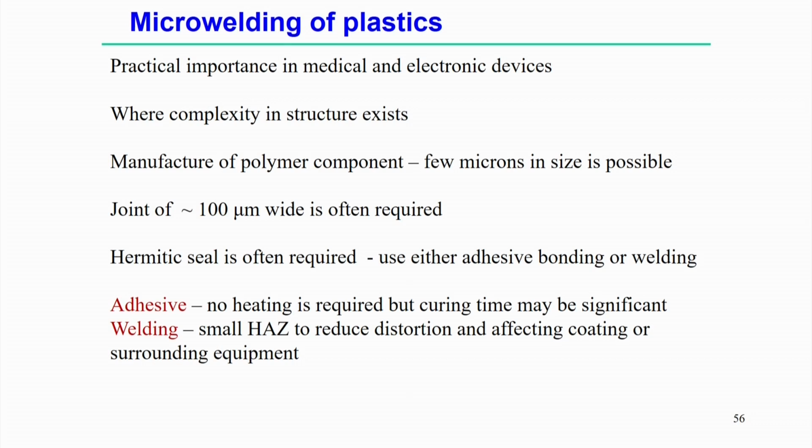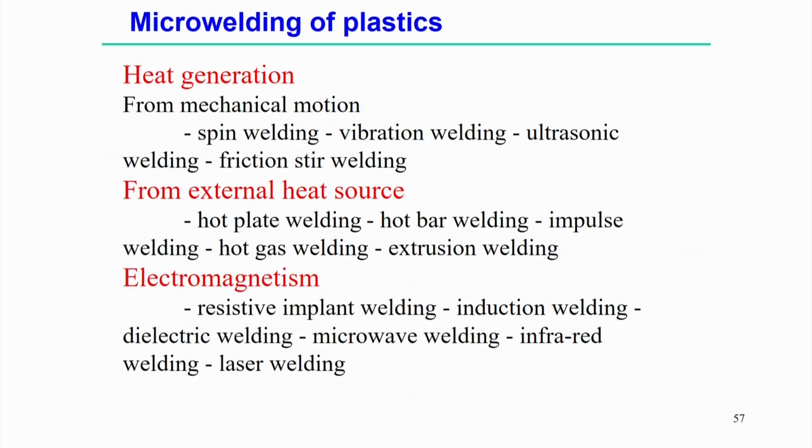Of course, in this case a small heat affected zone is created, and it can affect the coating or the surrounding equipment in a compact device where several components are present. These are the advantages and disadvantages of micro welding of plastics. There is a separate module for the discussion of micro welding of plastic materials, so I am not repeating the same thing here, but trying to focus on the different types of processes that can be used in micro welding applications.